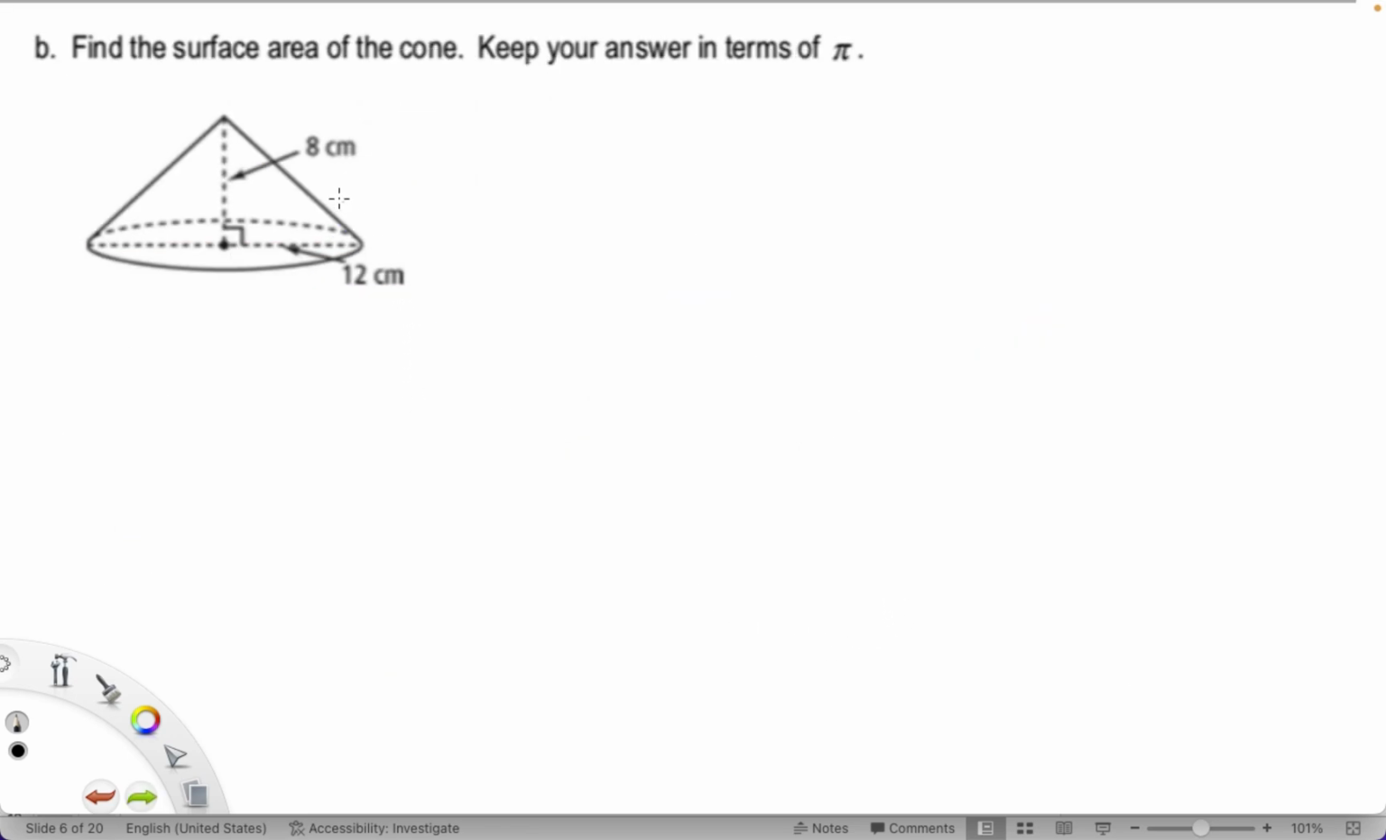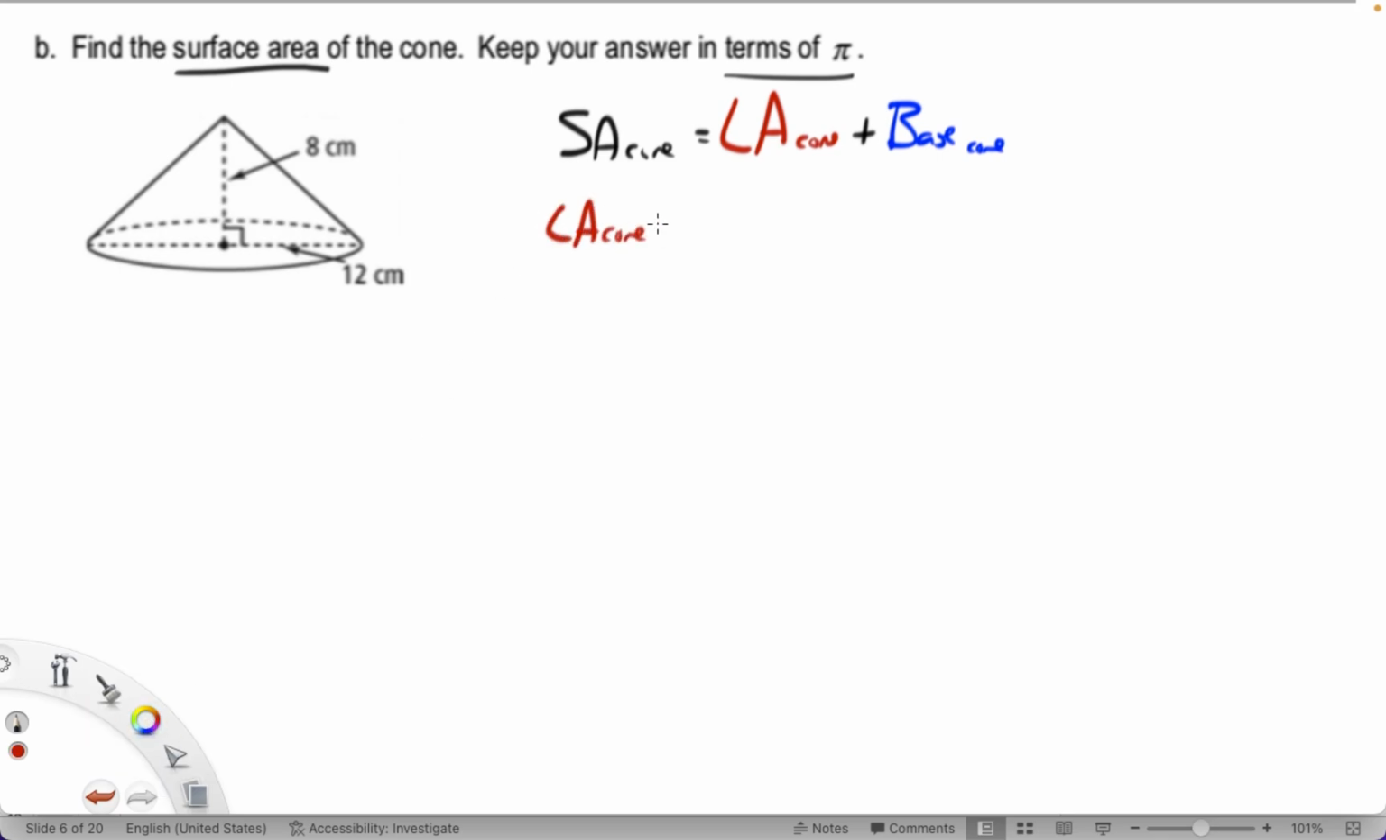Look at part B of this problem. It's asking us to find the surface area of the cone, and again, leave it in terms of pi. And the surface area of a cone is going to be equal to the lateral area of the cone plus the base of the cone. From our previous problem, we found out that the lateral area of the cone is equal to 60 pi square centimeters. So we just need to find the base of the cone.